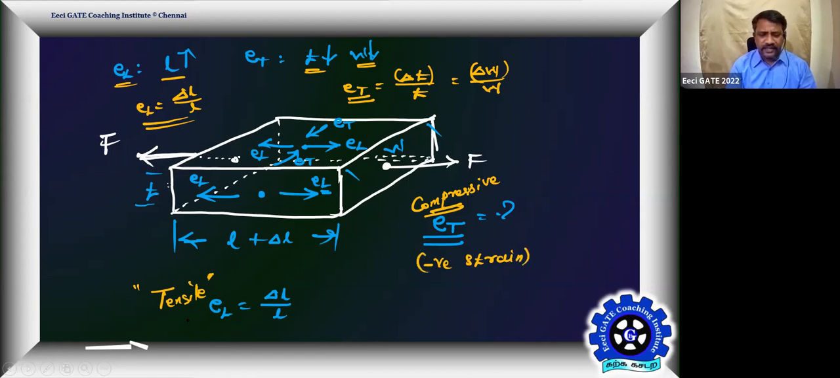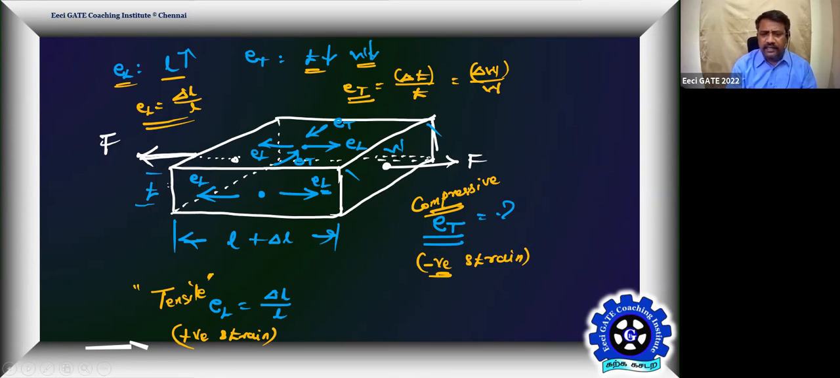Tensile is known as a positive strain because that is the one going to increase the length, whereas the transverse strain is compressive because EL is tensile, so automatically it should be compressive. Therefore it is a negative strain, and whatever parameters define ET are negative. So T is decreased and width is also decreased. Delta T is negative, delta W also negative. So the total thickness decreases, the total width decreases.